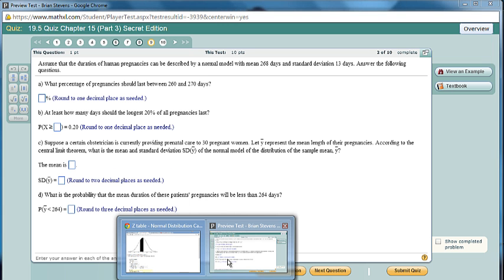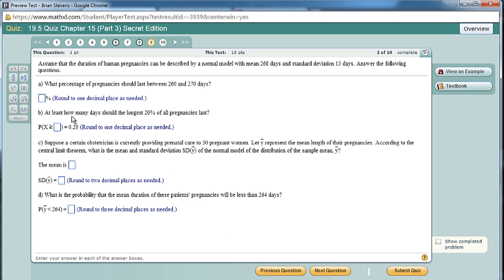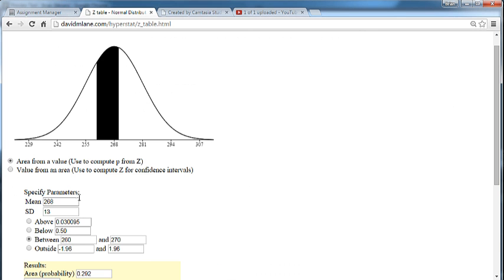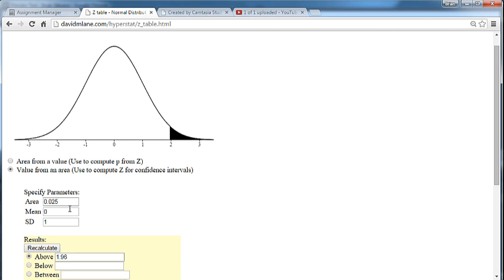Next problem we have right here states at least how many days should the longest 20% of pregnancies last. Now we're still doing single observations. If we want to see the longest 20% of pregnancies, as I copy over everything, we need to put this in here. And think before you hit the button.